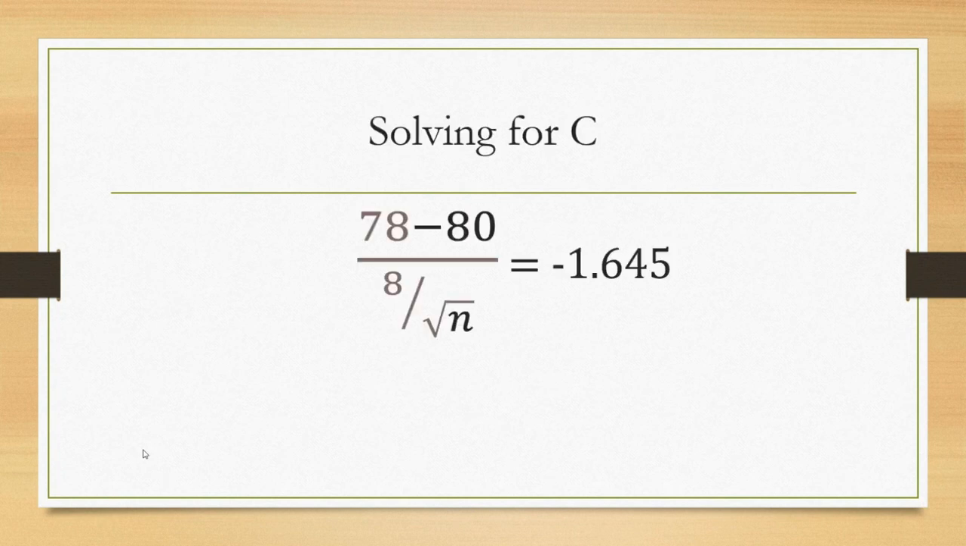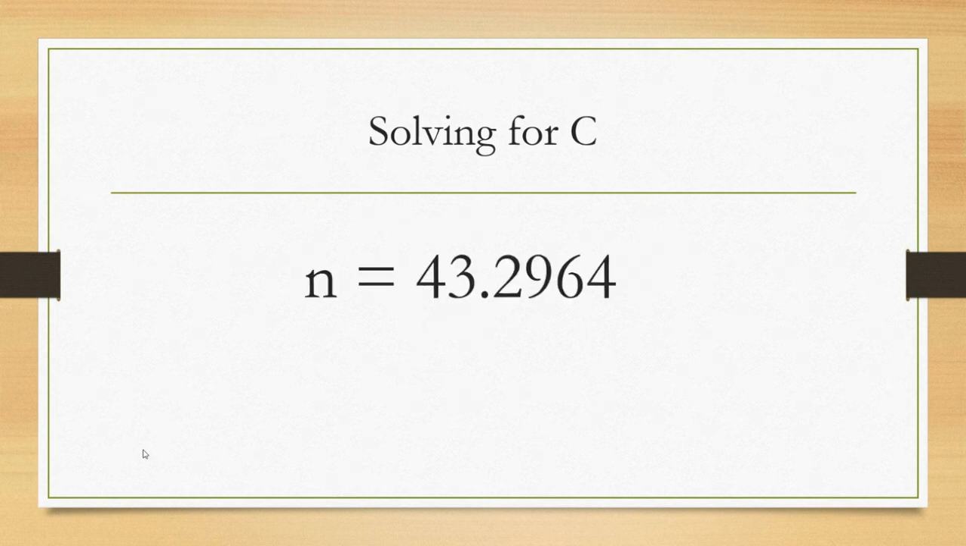Now that we have the c value, we could go ahead and substitute it into the formula. So we have 78 minus 80 divided by 8 divided by square root of n equals negative 1.645. Now we're going to solve for n, and this is going to give us n is equal to 43.2964, and we could approximate to 44 just to make sure everything's okay.